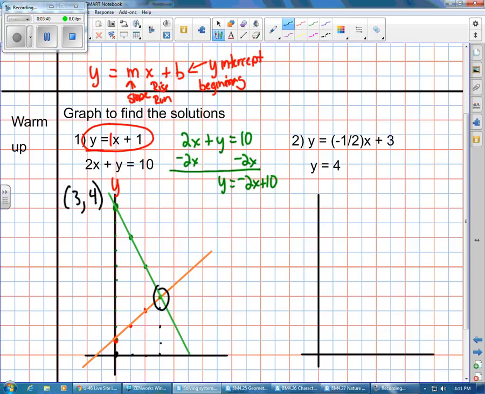I could, at this point, substitute in my values for x and y into both equations and make sure that they are true. I'm not going to take the time to do that because this is review right now. So go ahead and pause the video and graph the second system here.